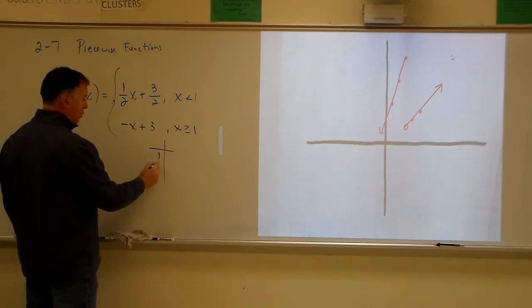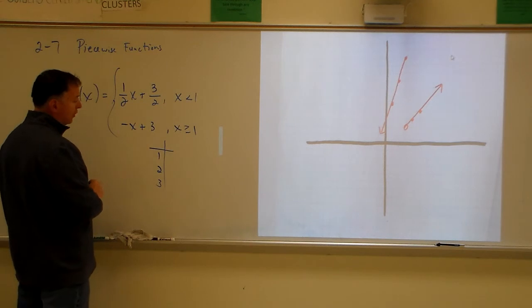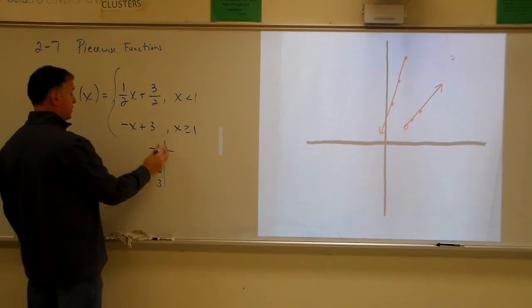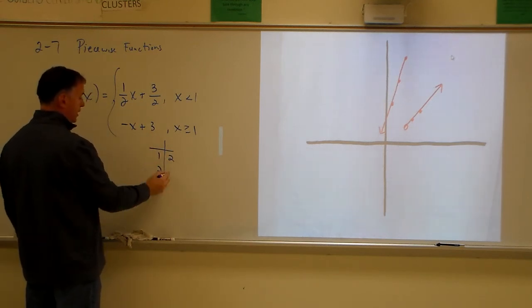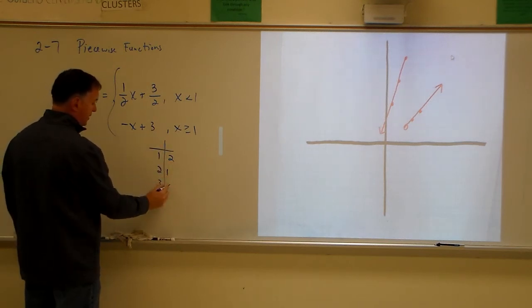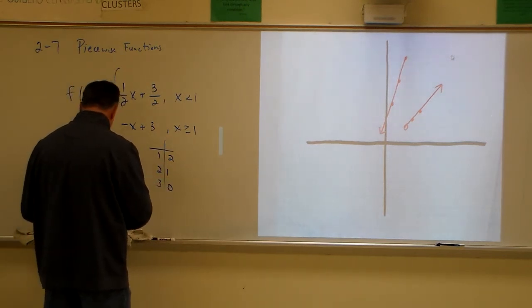x is greater than or equal to 1. 1, 2, 3. Plug those numbers in. Negative 1 plus 3 is 2. Negative 2 plus 3 is 1. Negative 3 plus 3 is 0. I go to my graph.